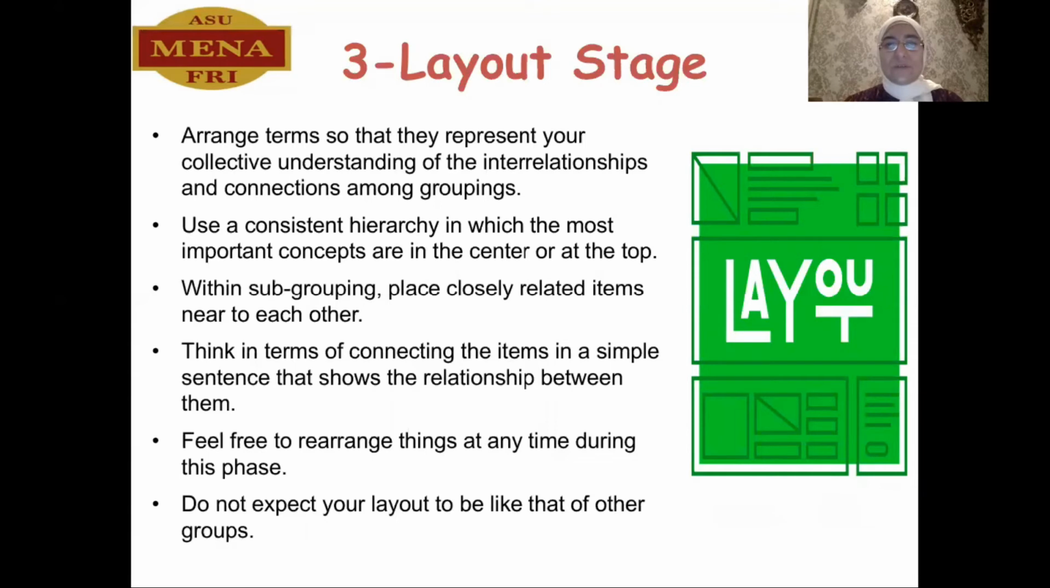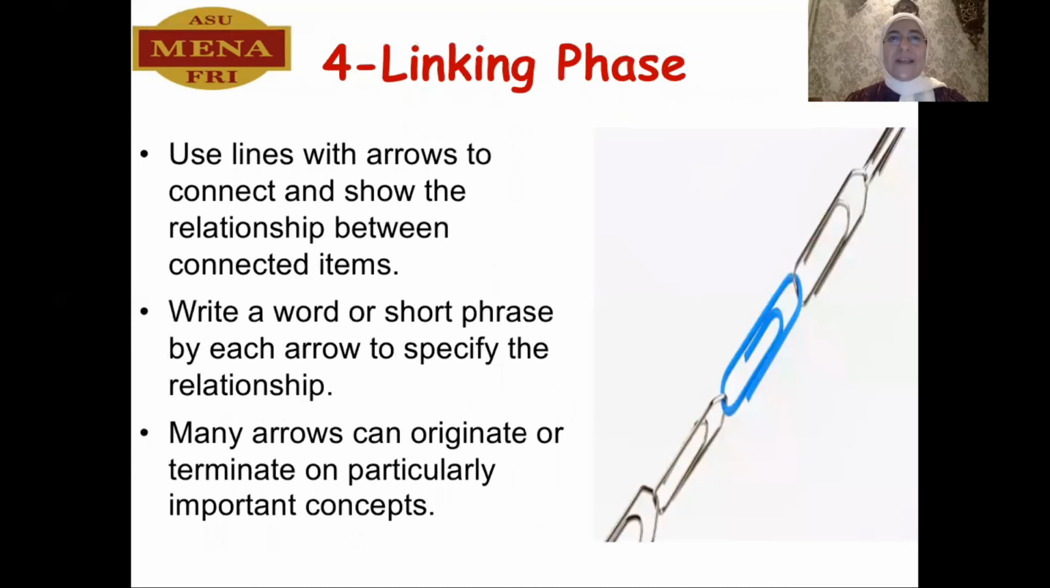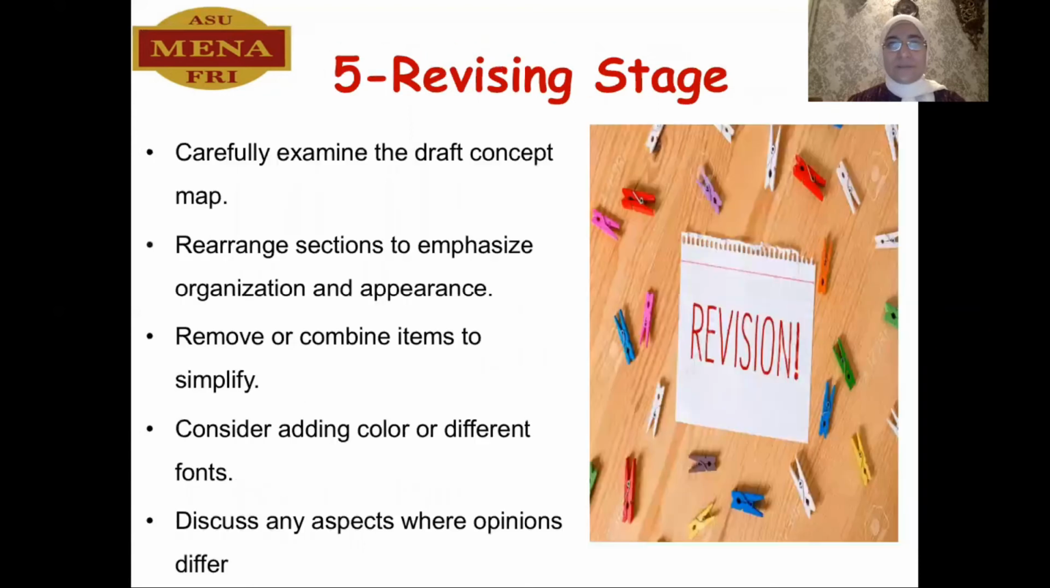Think in terms of connecting the items in a simple sentence that shows the relationship between them. Feel free to rearrange things at any time during this phase. Don't expect your layout to be like that of other groups. Linking phase: use lines with arrows to connect and show the relationship between the connected items. Write a word or short phrase by each arrow to specify the relationship. Many arrows can originate or terminate on particularly important concepts.